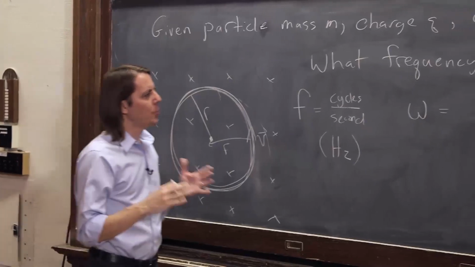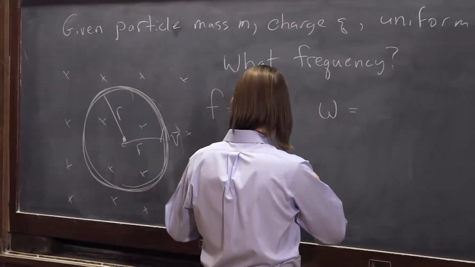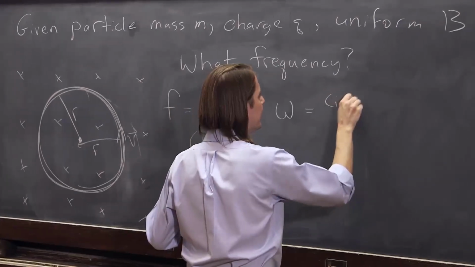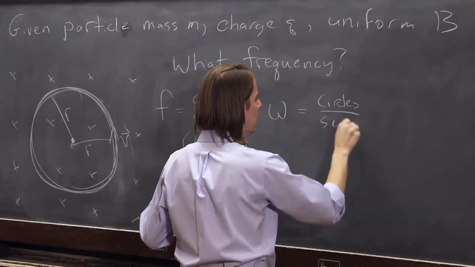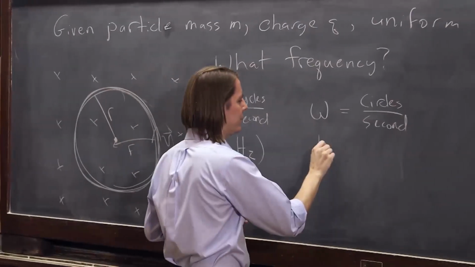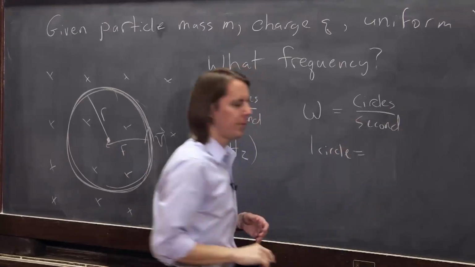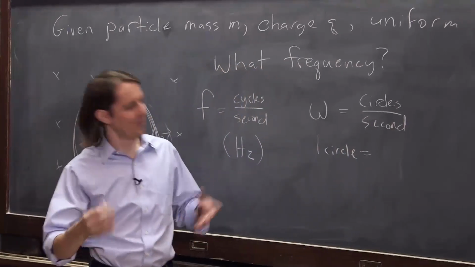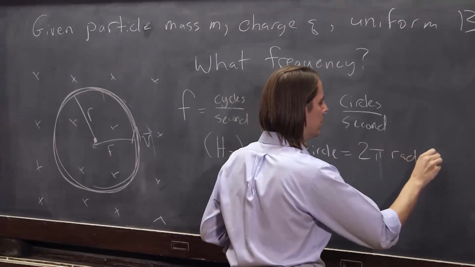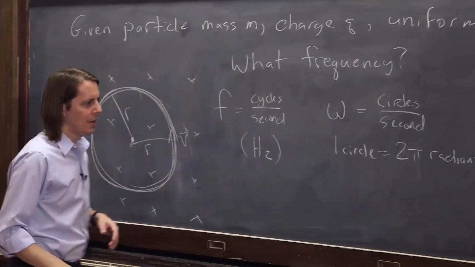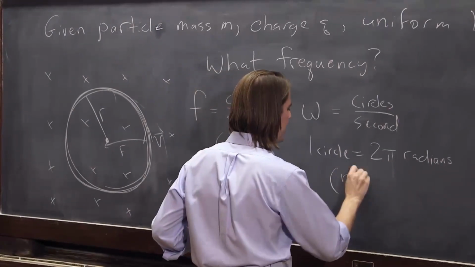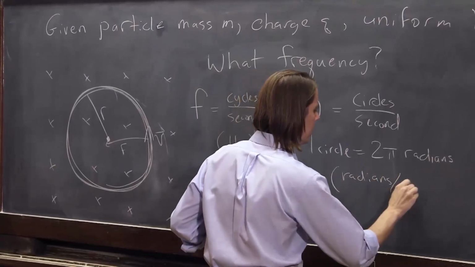Here's one way to remember it. Frequency f is cycles per second. Omega is circles per second. What is a circle? It's 360 degrees. Oh, but we don't use degrees either. A circle is 2 pi radians. So really, omega we keep up with in radians per second.